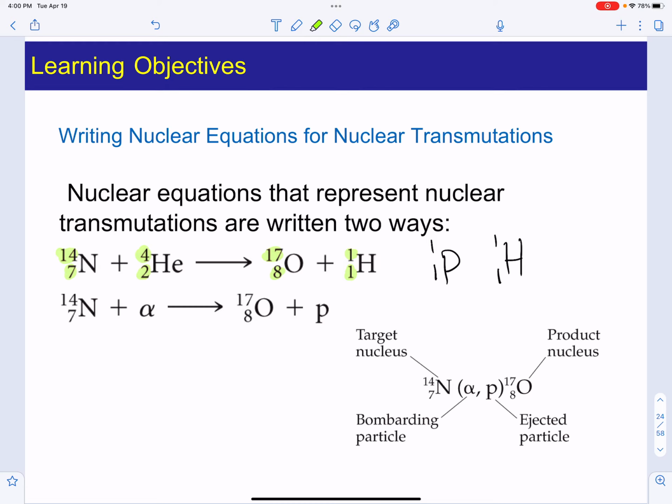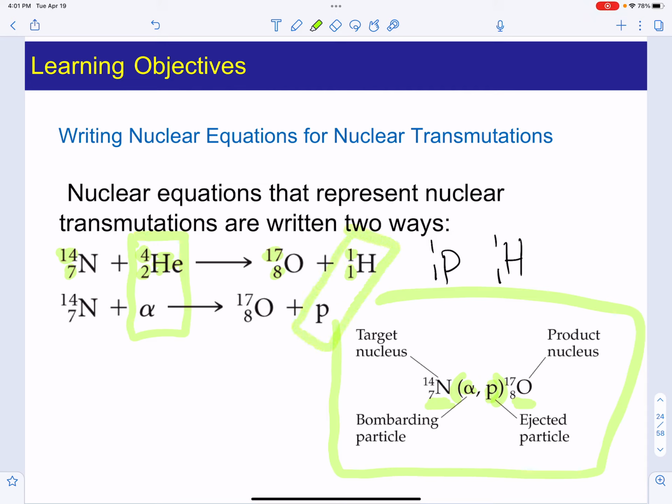Or we can write it like this, where we're going to show the reactant on this side, the product on the other side, and in between parentheses, the particles that were used. An alpha particle was part of the reactants, and a proton was produced as part of the products. And here is just the representation of using the symbols that we already know.